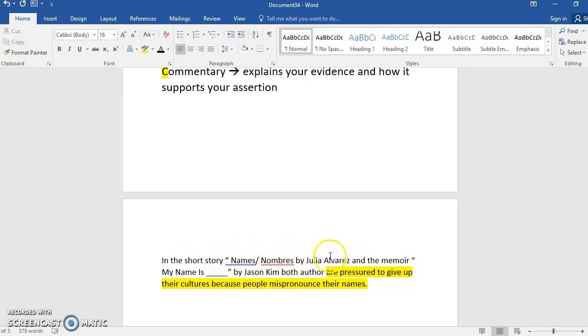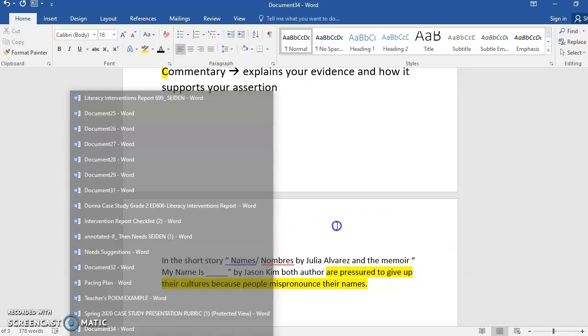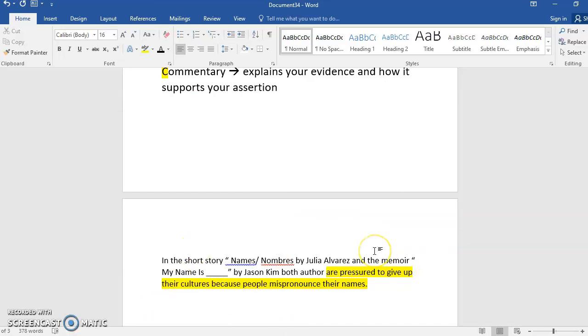Okay, I also made sure, when I was starting off my assertion statement, to name the text and the authors, because remember, we're trying to prove how the narrators or the speakers, in this case it was the authors, how they experience people mispronouncing their name. Okay, so this is my assertion statement. You might have a different answer or a different way to set up your assertion, but again, feel free to steal any of this that you want.